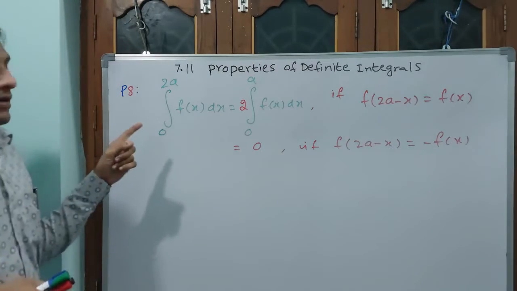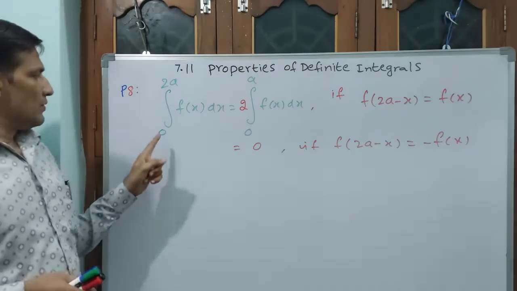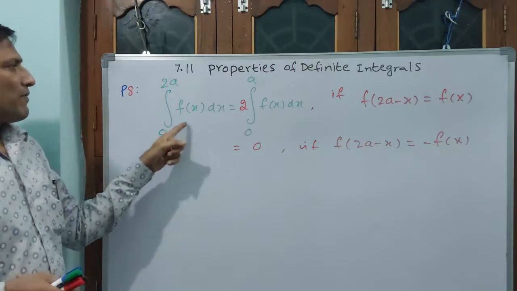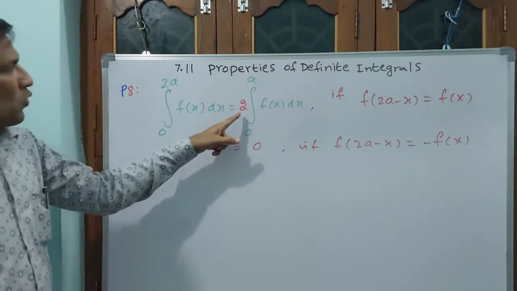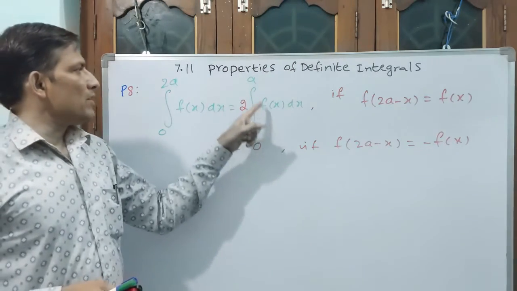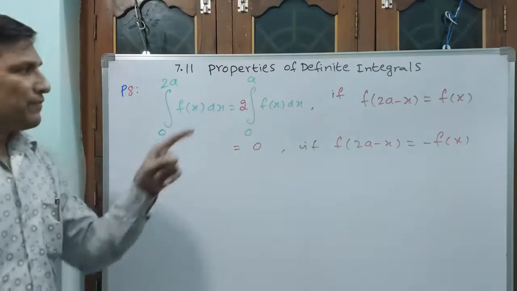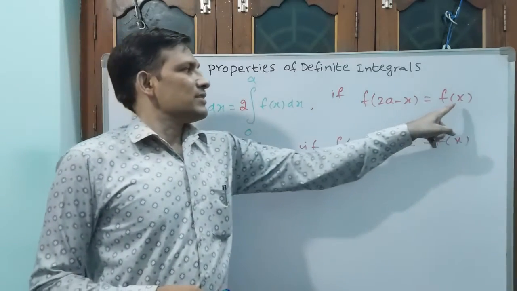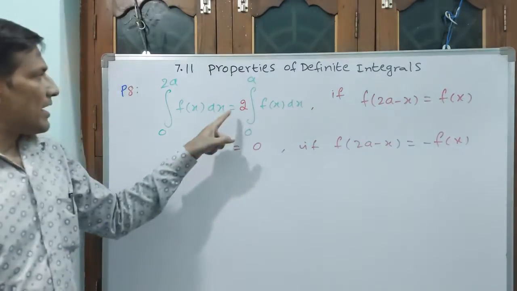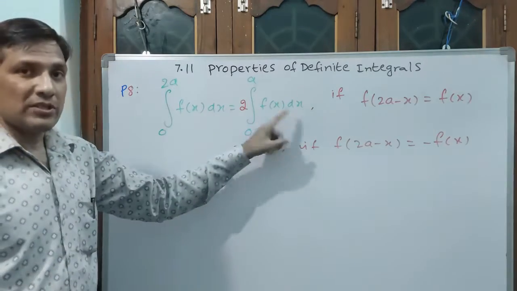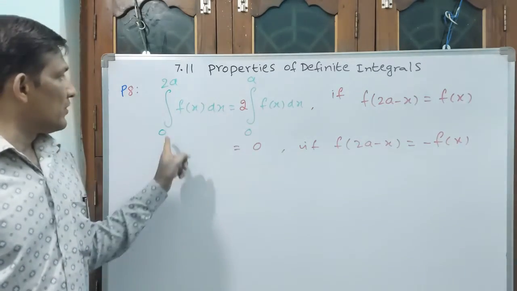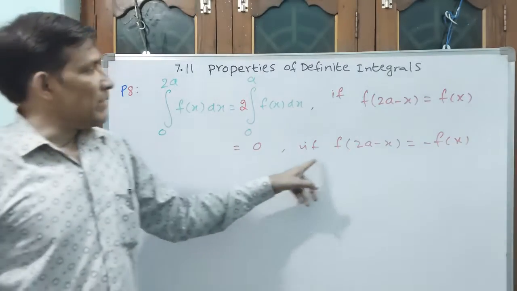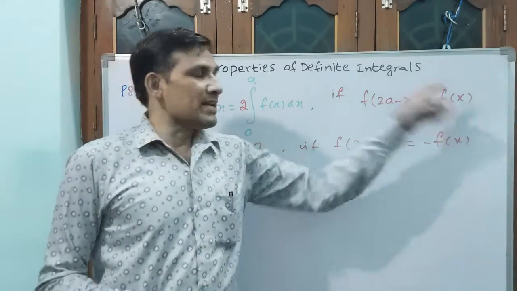See property number 8: integral 0 to 2a f of x dx is equal to 2 times integral 0 to a f of x dx if f of 2a minus x is equal to f of x, or else this 2 times will not come, 0 will come. This is equal to 0 if f of 2a minus x is equal to minus f of x.